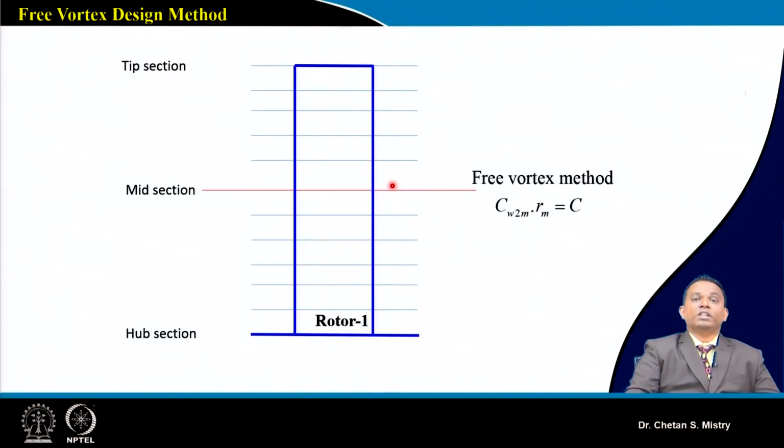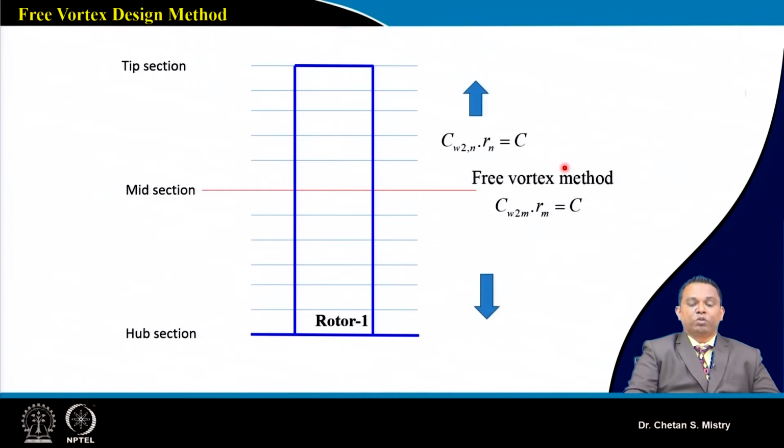Now, this is the concept we have discussed for our stator design. The same concept we can use for our contra-rotating fan design. Here in this case, at the midsection, as we have discussed, we have done our calculation for CW into R equal to constant. Now, we will be using this free vortex concept, above the midsection towards the tip region and below the midsection towards the hub region, where we will be putting CW into R equal to constant.